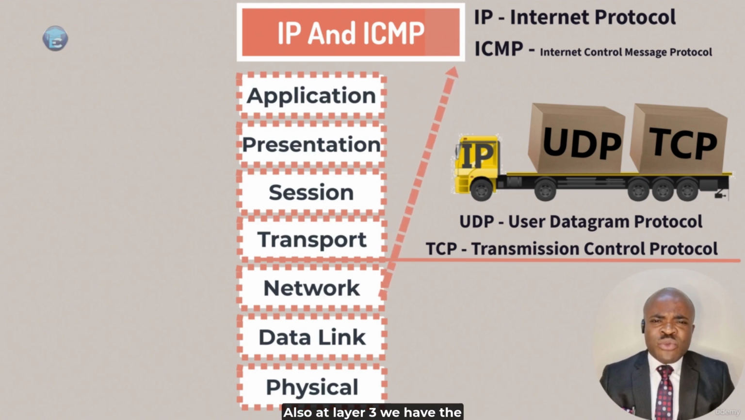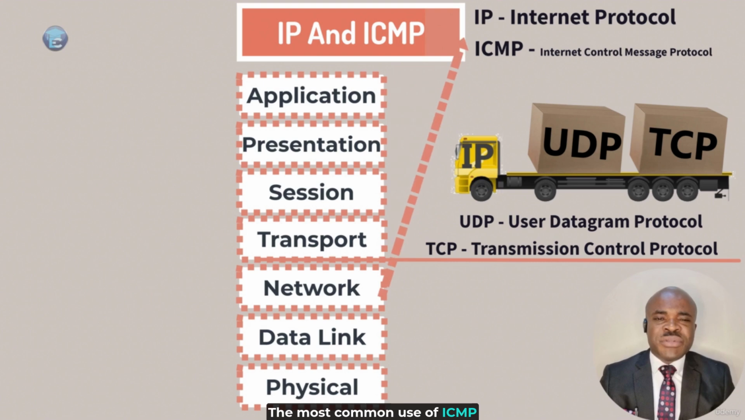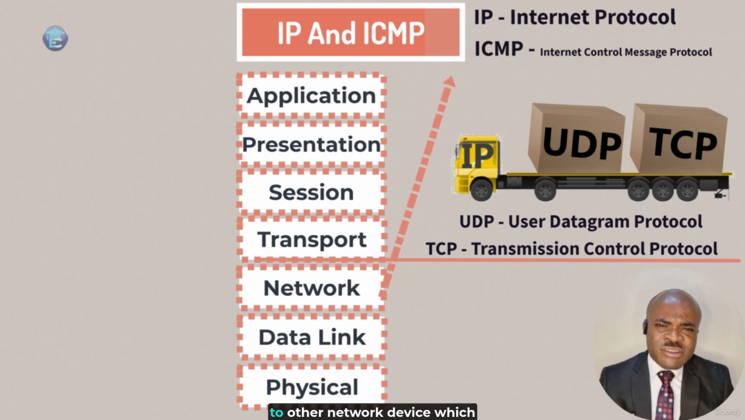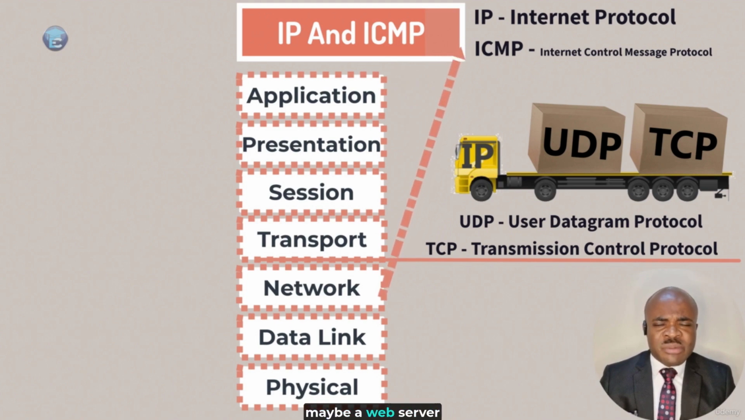Also at layer 3, we have the Internet Control Message Protocol, or ICMP. The most common use of ICMP is with the ping command, something that you may have used before. A ping lets us see if our network device has reachability to other network devices, which could be on our local network or out on the internet, maybe a web server.